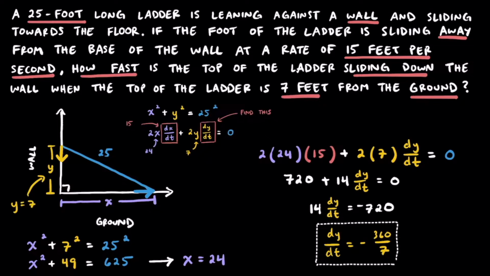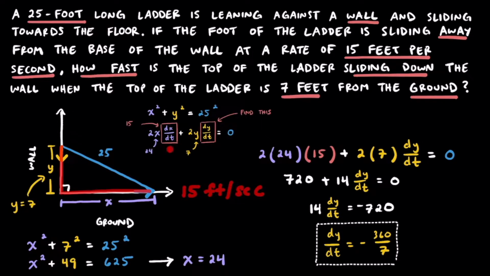So taking a step back and trying to see the big picture here, we know that the 25-foot ladder was 7 feet off the ground when it was 24 feet away from the wall. Additionally, the two rates that we're trying to compare are the top of the ladder sliding down the wall and the rate of the bottom of the ladder sliding away from the wall. At the exact moment when the ladder was 7 feet off the ground and 24 feet away from the wall, we knew that this ladder was sliding away from the wall at a rate of 15 feet per second.